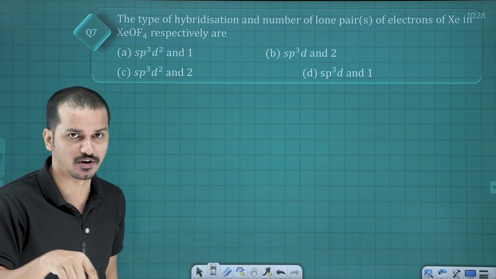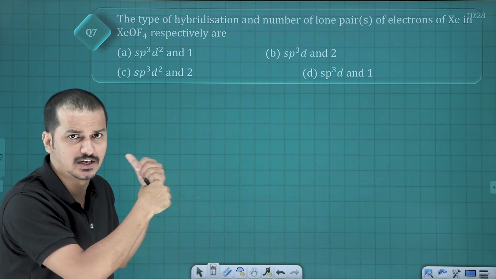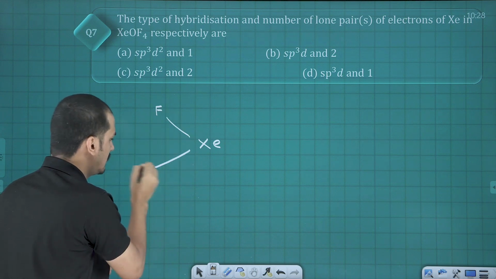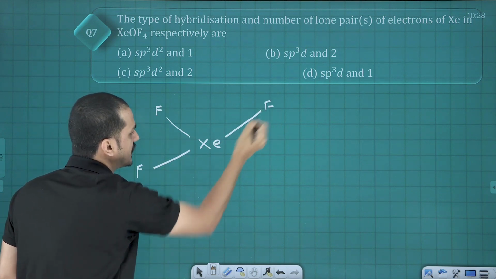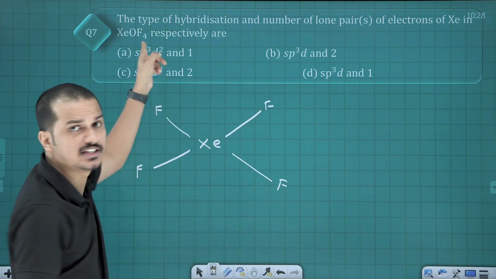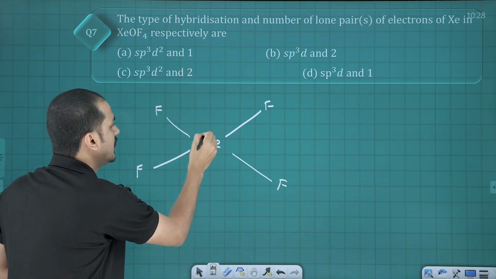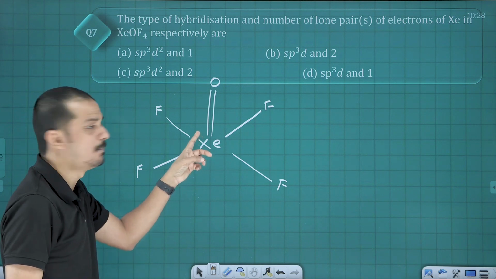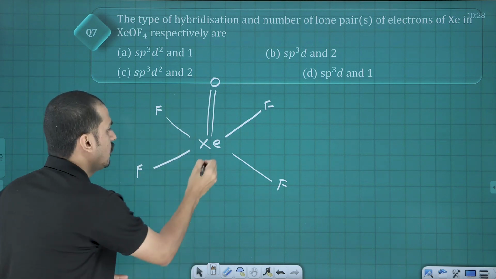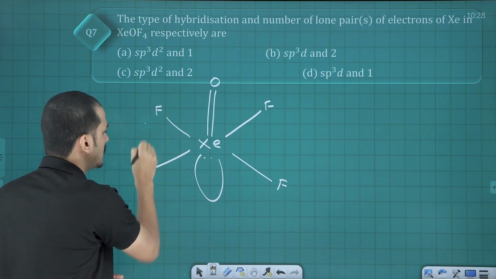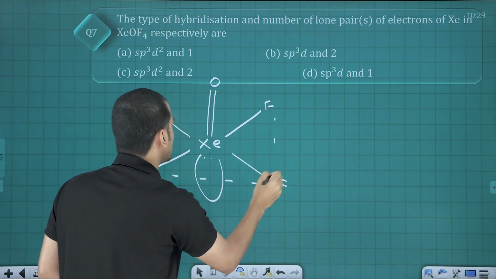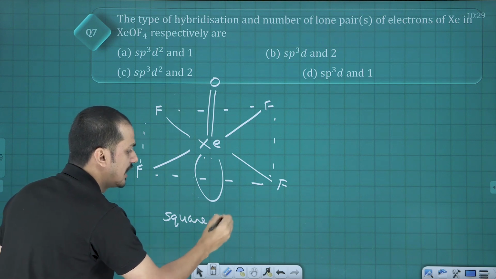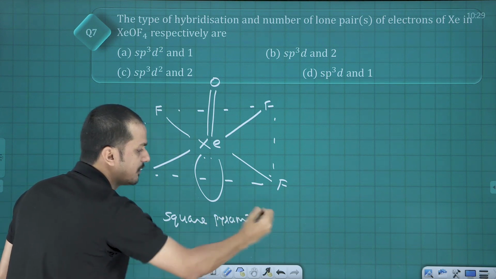We know XeF4. XeF4 means square planar, that we already discussed. So the structure of XeF4 is like this: 4 bond pairs, 2 lone pairs. But here one oxygen also comes, which means that oxygen will form a double bond. One lone pair makes a bond with oxygen, and one more lone pair is there. So what's the shape we are expecting? The shape is square pyramidal.